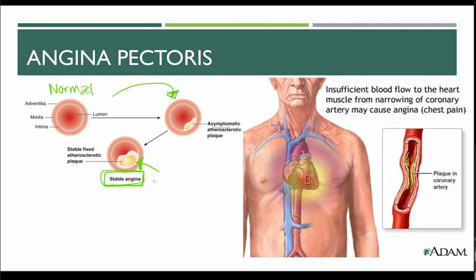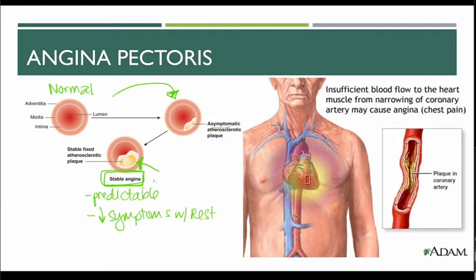So a common finding, or a necessary finding, in stable angina is that the cause is predictable. It's in response to a known stimulus. The next thing is that the symptoms will reduce with rest. We need to have decreased symptoms with rest.